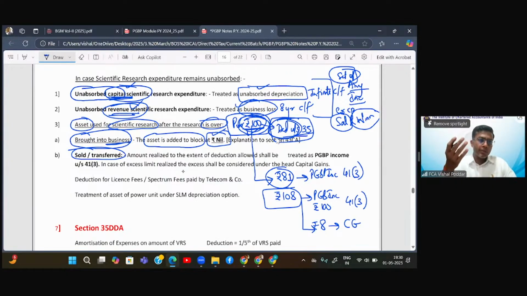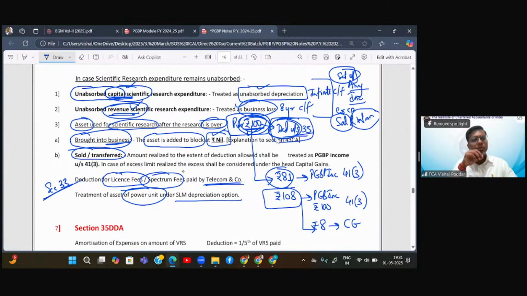Same thing we discussed previously. Same logic, where we discussed this just now in power units SLM depreciation option. Same working you will be taught in case of license fees or spectrum fees paid by telecom companies. This is under section 33. It is not part of your syllabus of inter, so I'm not covering it, but it is the same.